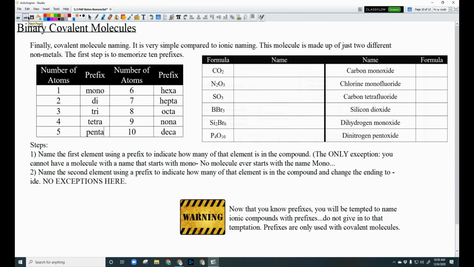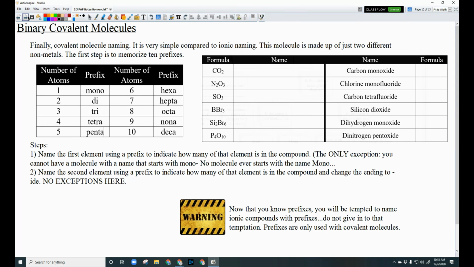All right, so that's a good place to stop. If you're doing this in parts, that's a good place to stop. You could have stopped before this, but this is definitely a good place to stop, because now we're going to talk about covalent. Everything we've talked about up to this point is ionic. Now we're going to start talking about covalent, which is, believe me, much, much easier.